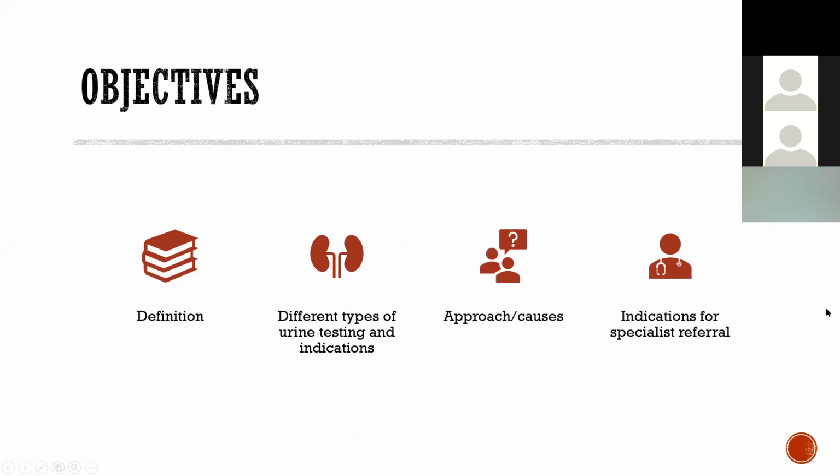So yeah, I have no disclosures. Next one. Some of the objectives: we're going to define microscopic hematuria. We're going to talk about urine testing and when you should send different types of tests. We're going to talk about an approach and etiology of microscopic hematuria and go a bit more in depth into some causes, some nephrologic causes. And we're going to discuss some indications for specialist referral, which is mainly going to be urology or nephrology.